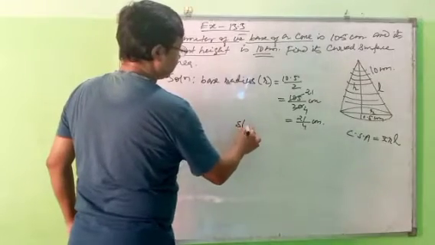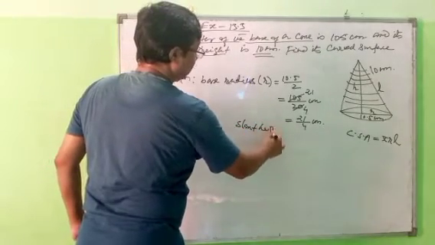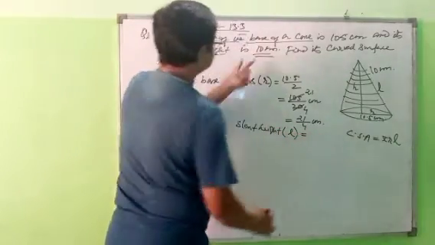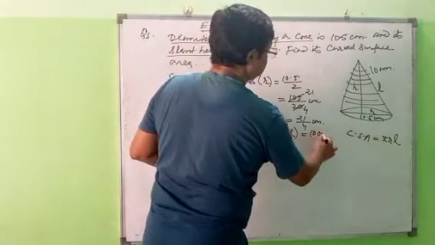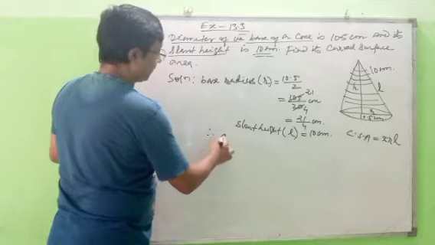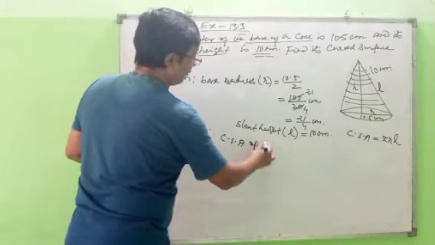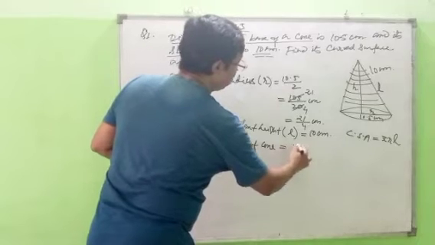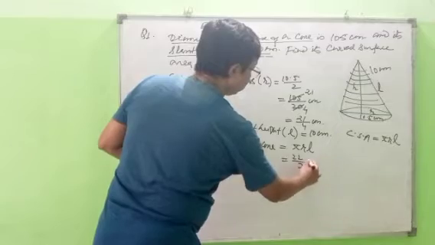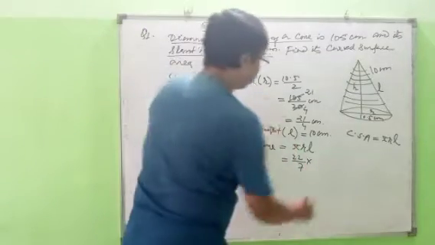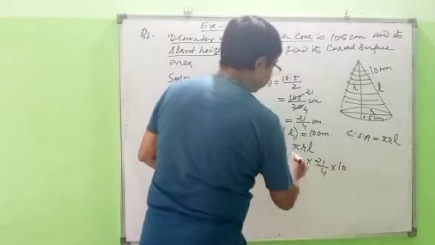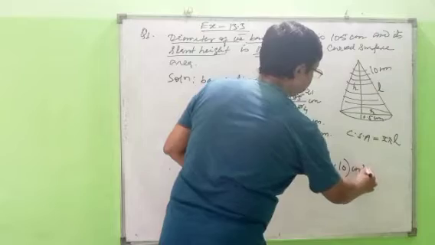Then here is the slant height. The slant height is denoted by small l, and it is given as 10 centimeter. Now to find the curved surface area. Therefore the curved surface area of the cone is given by pi r l. Here pi is 22 by 7, into radius 21 by 4, into l. L is 10. The unit is centimeter square, because we are finding the area.